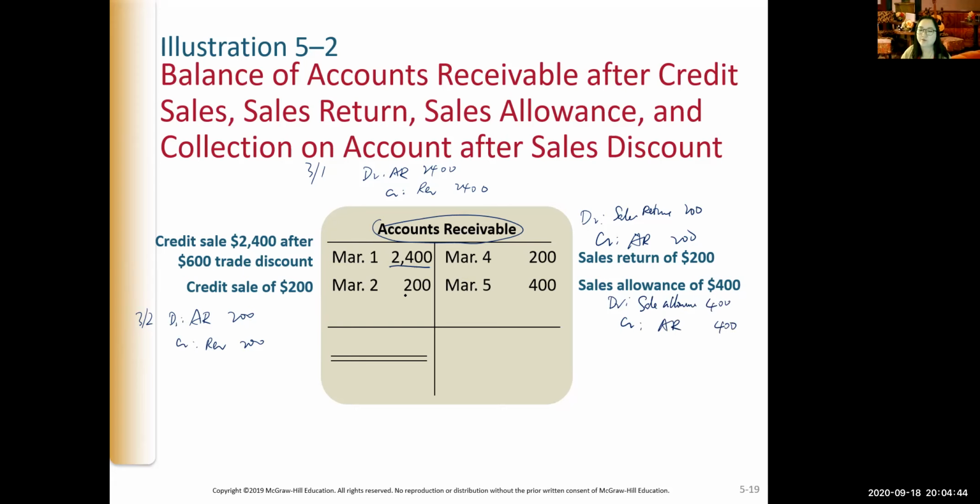Right now, if we just close the book right now, actually the customer only owes how much? $2,000, right? Because on the left hand side is 2,600 and on the right hand side is 600, so minus each other is $2,000.